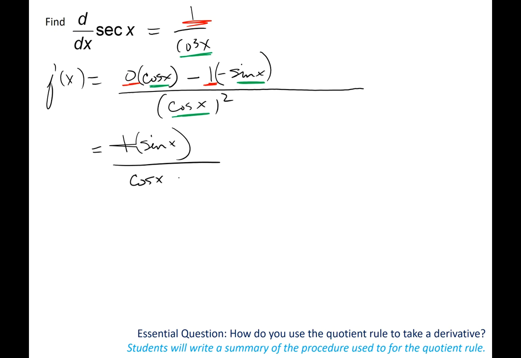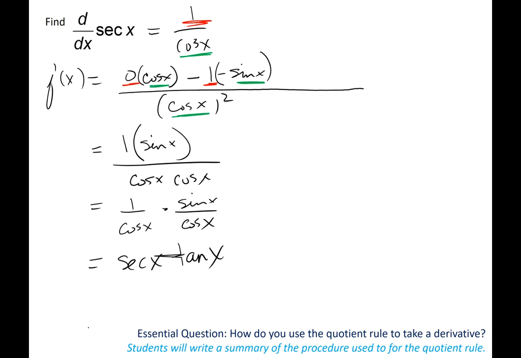I'm going to rewrite that denominator as cosine x times cosine x. You'll see why in a second. Let me split that into 2 separate fractions here so maybe we can see what goes on. So I've got 1 over cosine x times sine x over cosine x. What's 1 over cosine reduced to? Secant x, and then sine over cosine is tangent x.